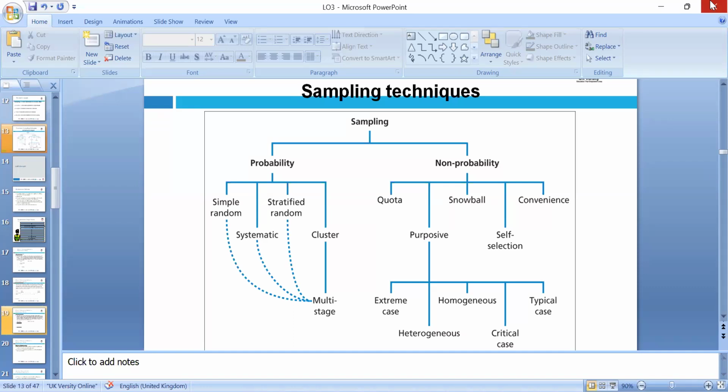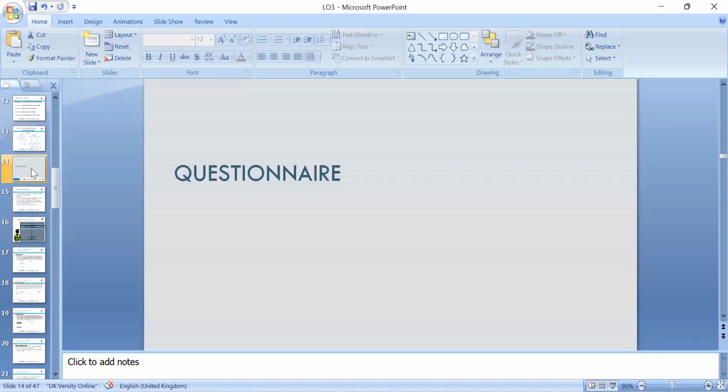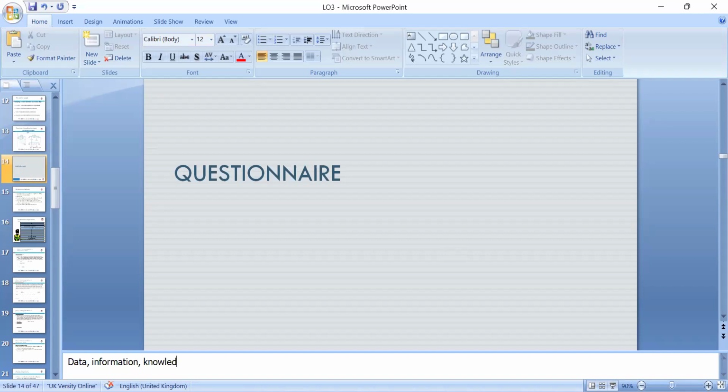We can use probability, random, or stratified sampling, like the quota, from a group of people. We can also look critically at case studies of certain people. And then the data collection. So we had a discussion that we do research to solve a problem.